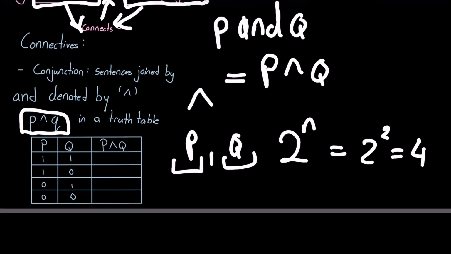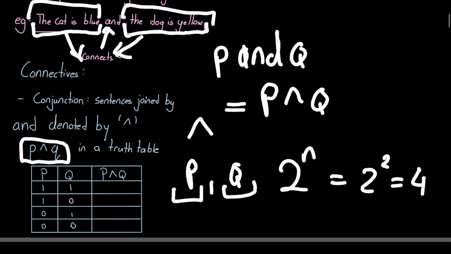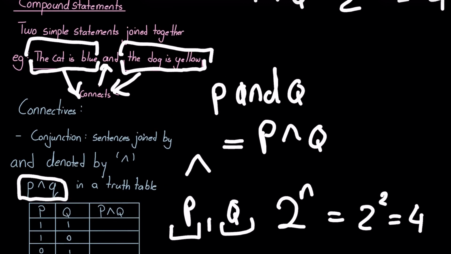So in this situation we have P and Q. So what does this mean? For P and Q, the statement will only be true if both P and Q are true. So in this statement we have the cat is blue and the dog is yellow. In joining those two we'd need both of those to be true. So we'd have 1 here.